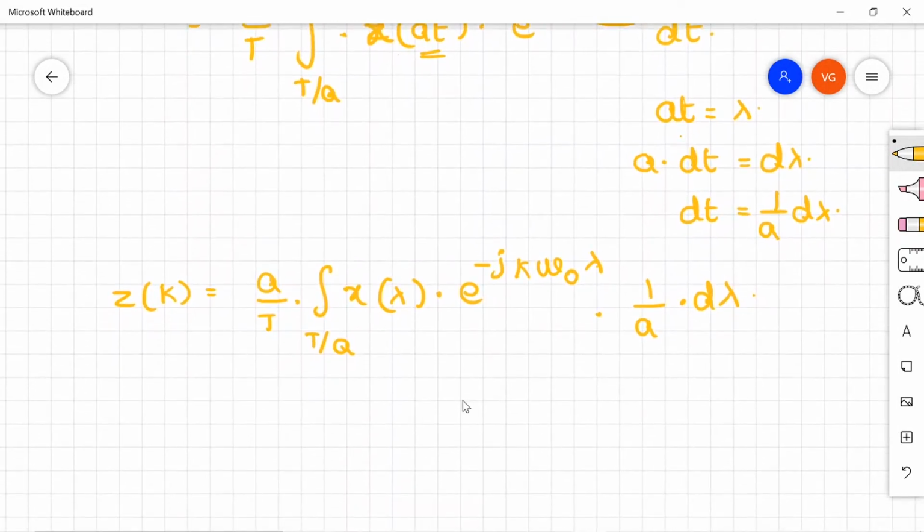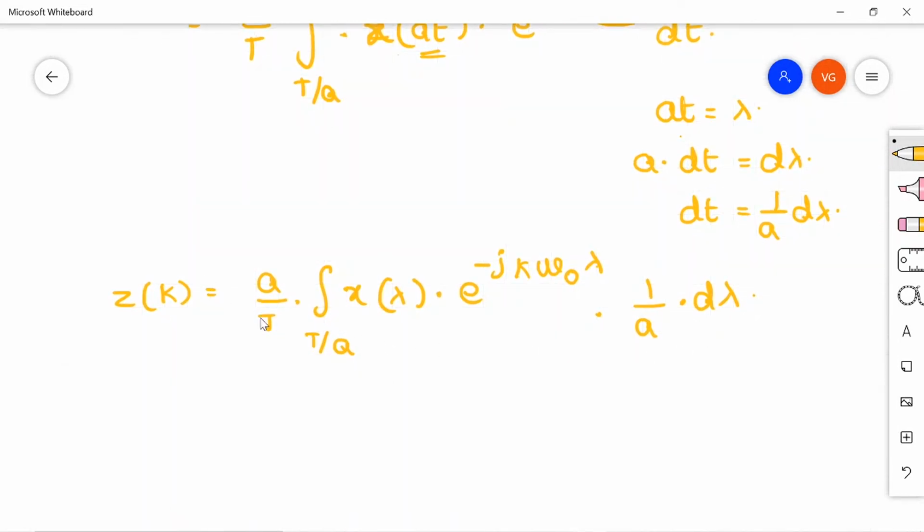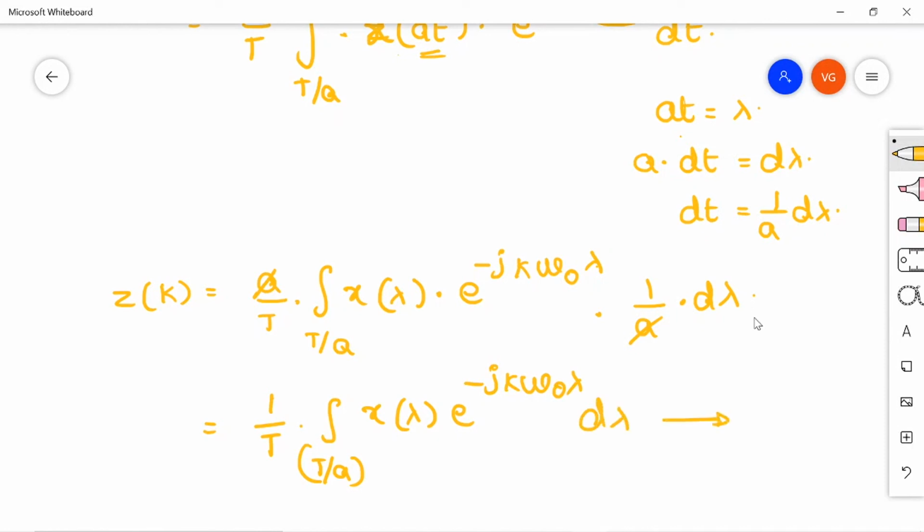Now if you closely observe this, we have a by T integral over T by a of x of lambda e power minus j k omega naught lambda, times 1 by a d lambda. So here the a will get cancelled, since a is constant. Now this is nothing but 1 by T integral over T by a of x of lambda e power minus j k omega naught lambda d lambda. Again this is the basic definition of the Fourier series, right? That is nothing but x of k in terms of x only. So z of k is nothing but x of k only.